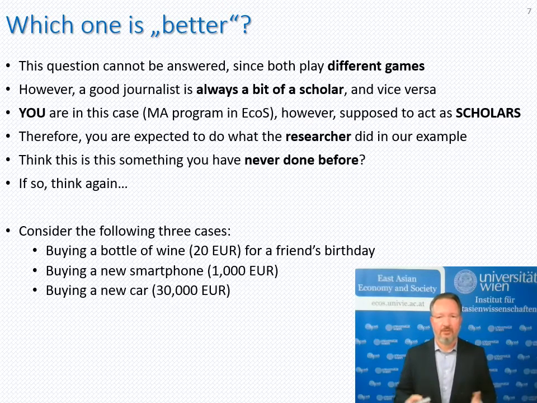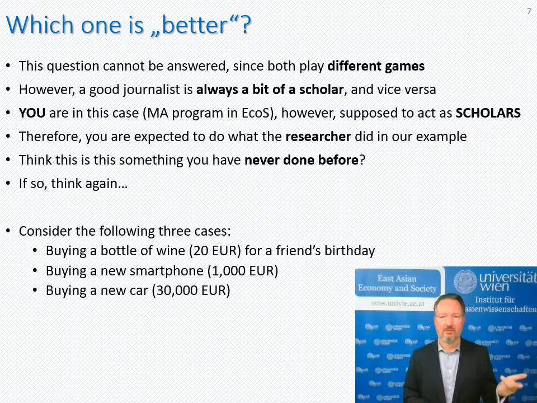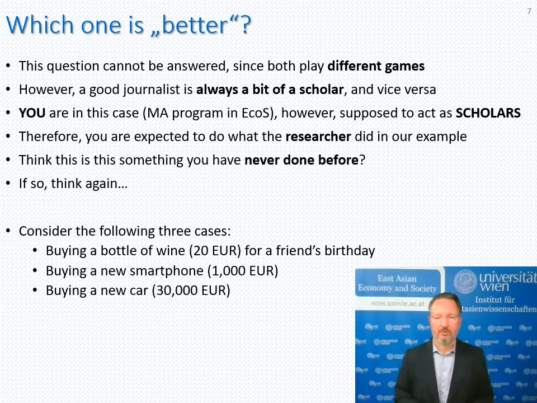Now, if you think you have never done this before, I would say think again. I have 3 examples here where I'm trying to prove that you have actually done this before, actually many times. You have 3 economic decisions to make: a bottle of wine for 20 euros, a new smartphone that you want to buy for 1,000 euros, or a new car for 30,000 euros. Well, I guess not many of you have bought a new car for 30,000 euros, but you can at least imagine what it means. It's a huge amount of money, right? So it's a decision that I guess you will really think about a lot.